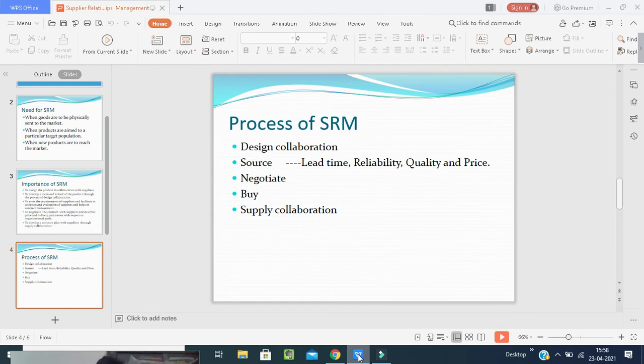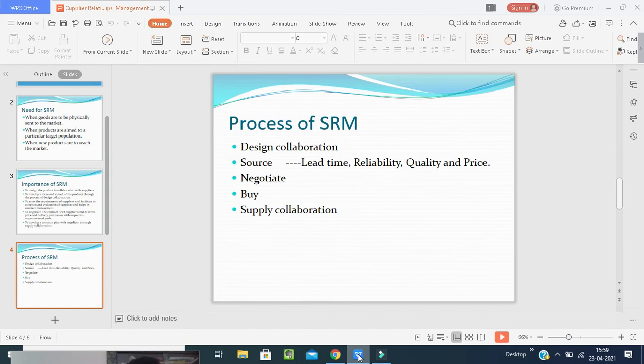That's the reason design collaboration is utilized. Next thing, source. What sources are required? That means for contract management, the key element of sourcing helps in recording important information like lead time, reliability, quality, and price. All these things are considered the sources.